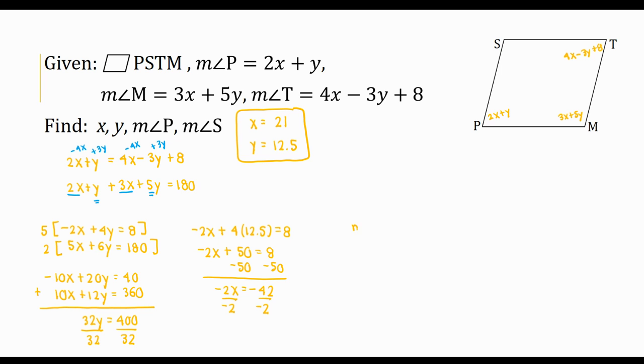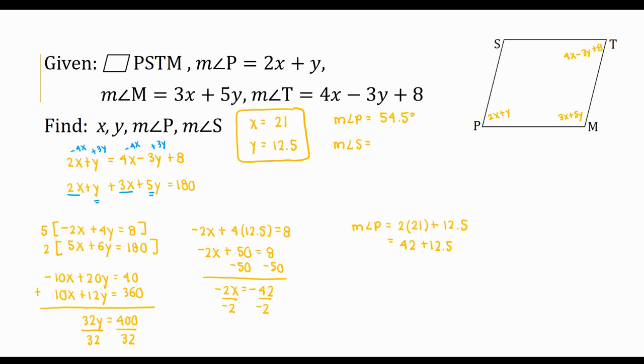So to find angle P, I can very easily just substitute in the values that we got for x and y. So we'll have 2 times 21 plus 12.5, and that'll give me the measure for angle P. All right, so we've got 2 times 21 is 42. When I add 12.5 onto it, we're going to get a 54.5 degree angle.